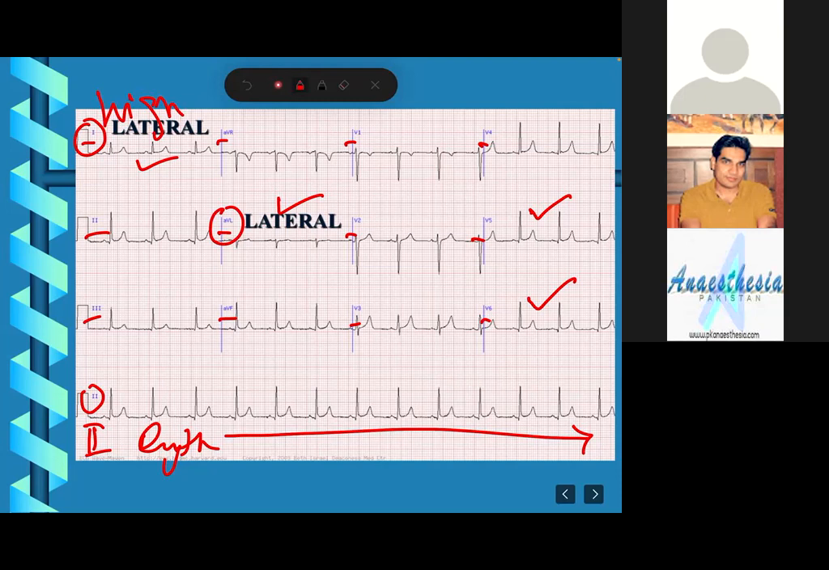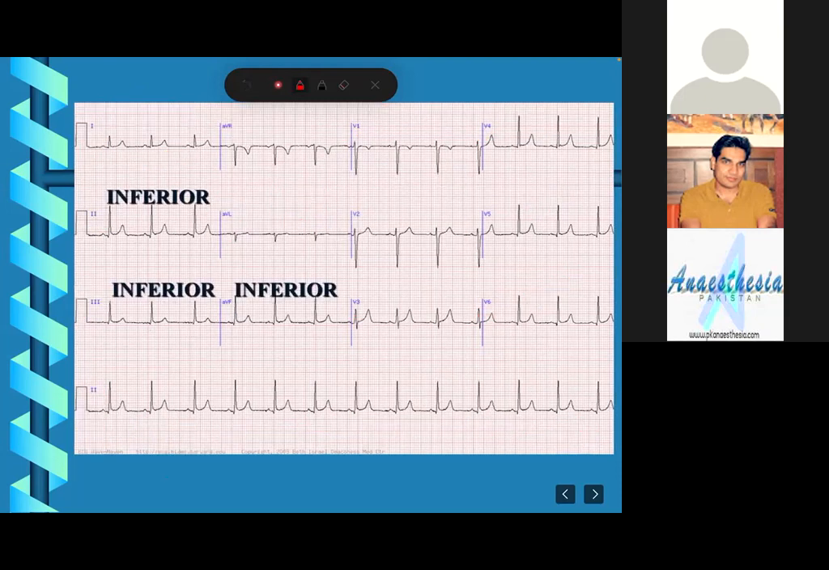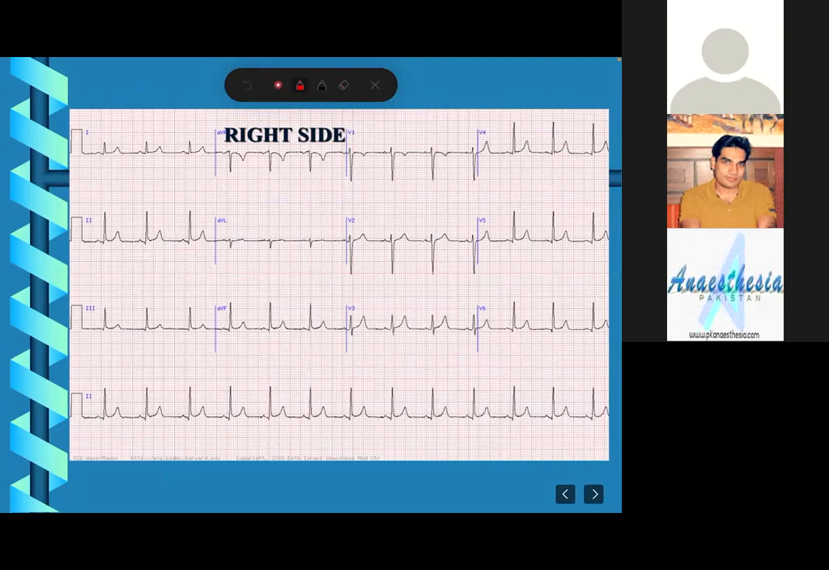Next, the inferior portion is demonstrated by 2, 3, and AVF. These are under the territory of the inferior leads. We should remember this combination. Any finding in these should be present in at least two concordant leads. Then we say that this is a significant finding on the ECG.